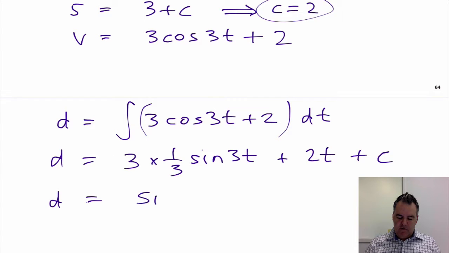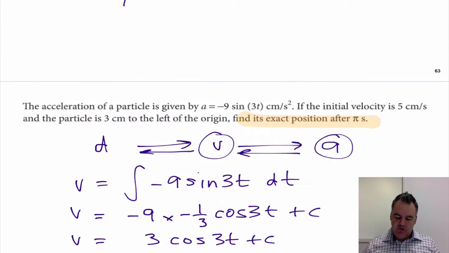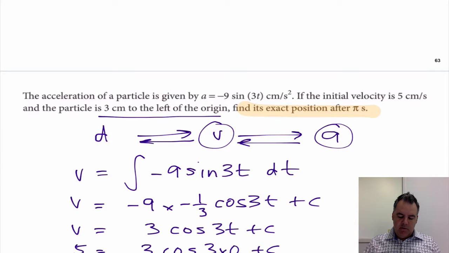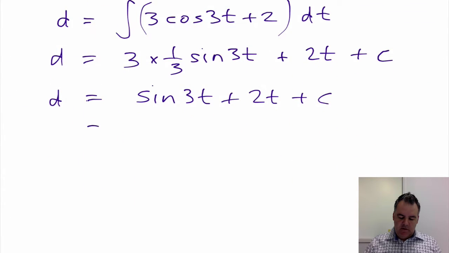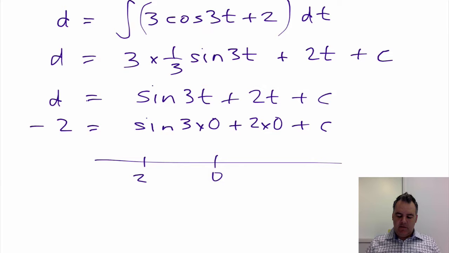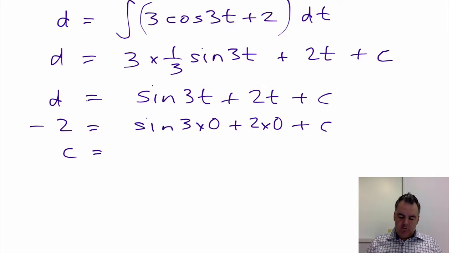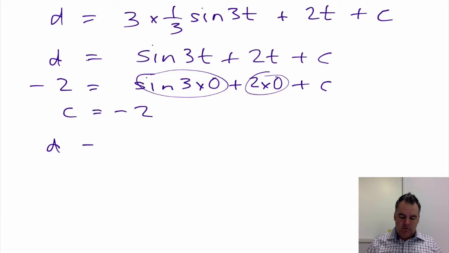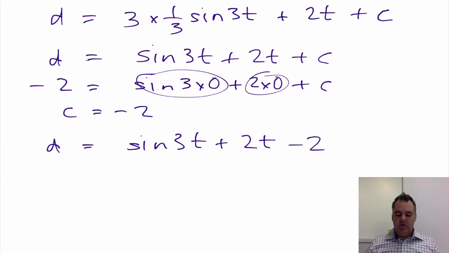So sine of 3t plus 2t plus c. And again, if we go to the question, the particle is 3 centimetres to the left of the origin initially. So when t is equal to 0, distance is -2. So if this is 0, 2 metres to the left, we say that the displacement is -2. So that tells us that c must be equal to -2, because sine of 0 is 0, 2 times 0 is 0, so c is equal to -2. So d is equal to sine of 3t plus 2t minus 2.